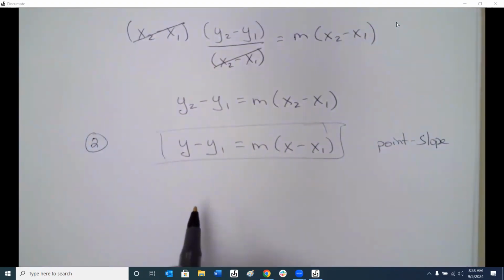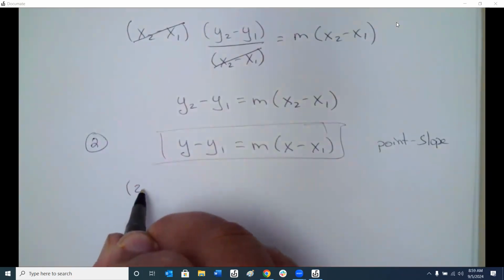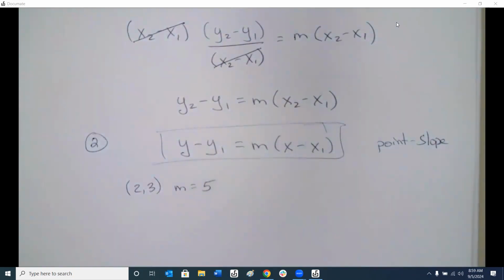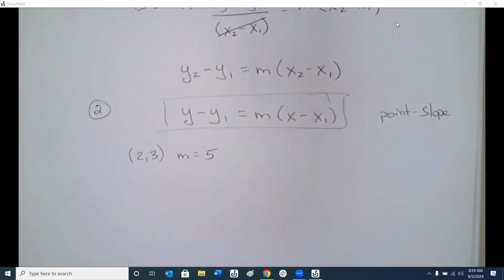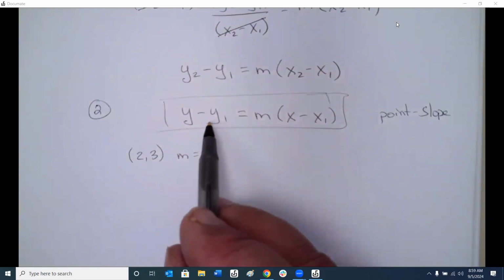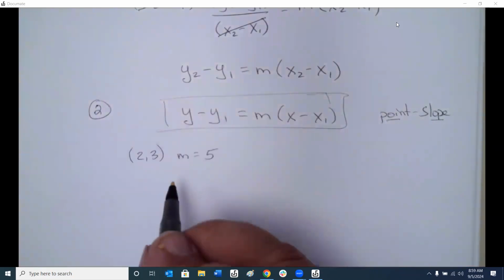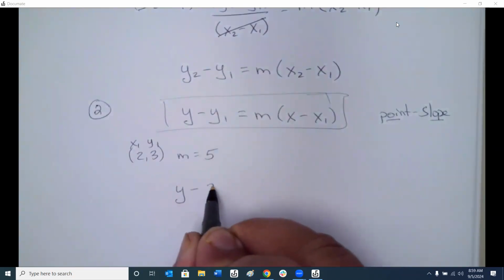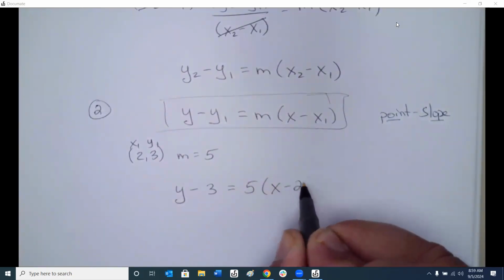So far, so good. It started from the slope. Now, this next part, I need to put in some numbers so we know what we're looking at. So let's say that we have a point at 2, 3, and our slope is 5. Because to use this, we need to have a point and a slope. So plug those in there. This is x1 and y1. So we have y minus 3 equals 5 times x minus 2.